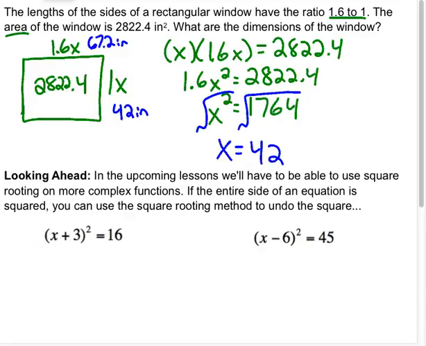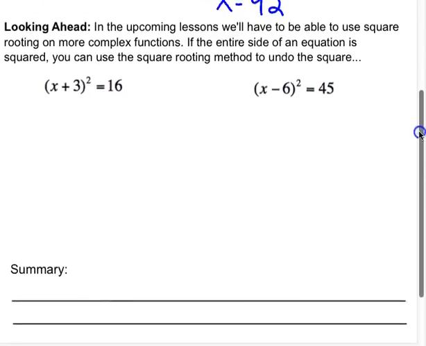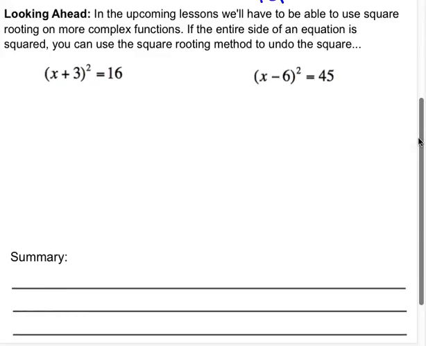All right, now a little flash forward for you, okay? Just looking ahead is another idea: what if the entire side of an equation has a square to it? Well, you can actually still end up square rooting it off, okay? So here, because this entire side is being influenced by the square, let's square root that whole side to undo that.